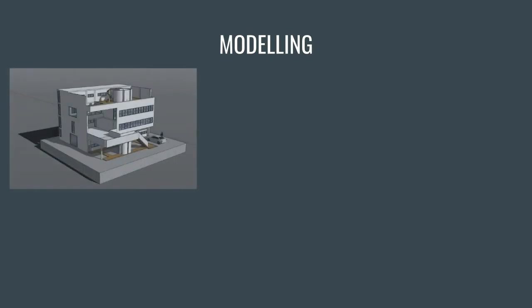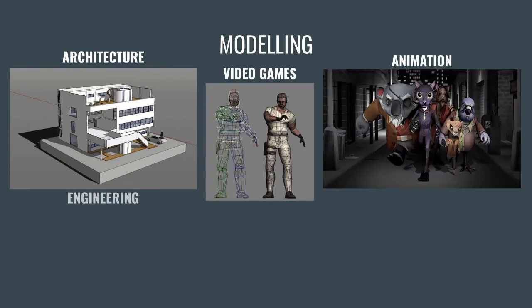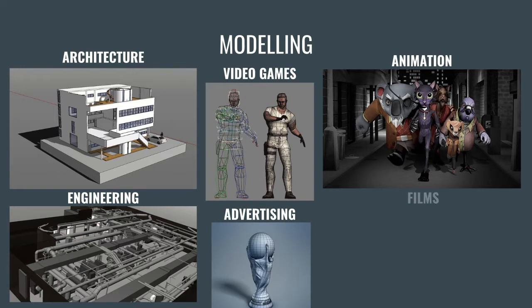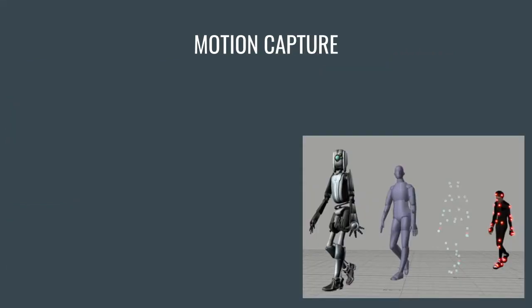Film models use these for an array of things. The 3D modeling can be used for architecture, animation, video games, engineering, advertising, films, and illustrations. Next, we have motion capture, and it refers to capturing the actions of human actors, then using that information to digitally create character models for 3D animation.